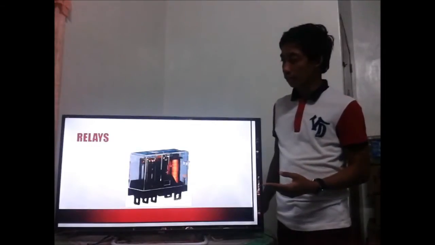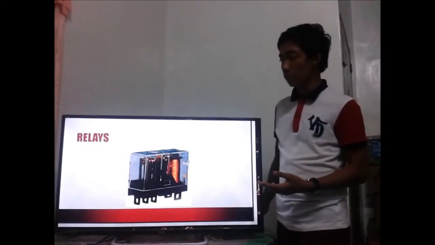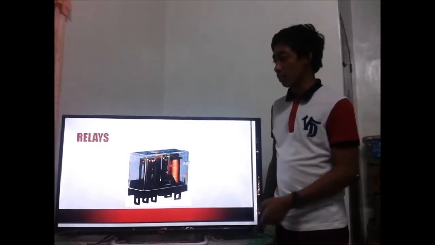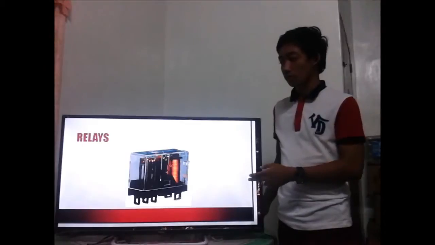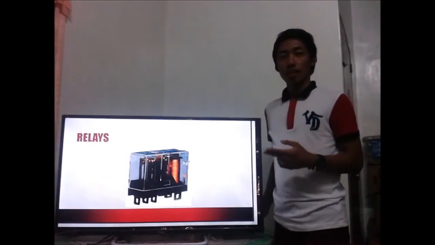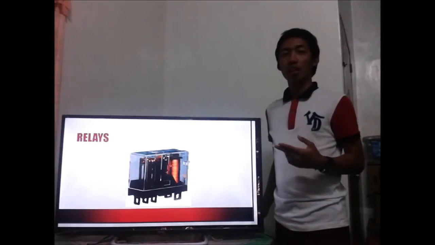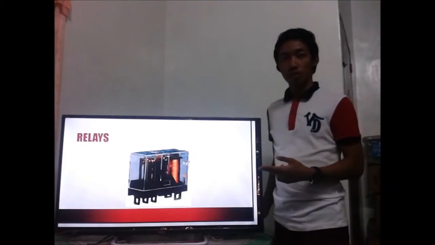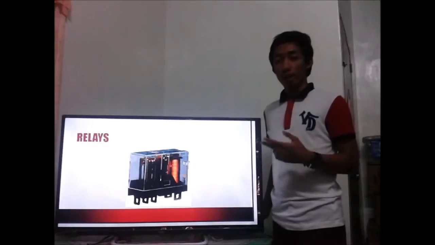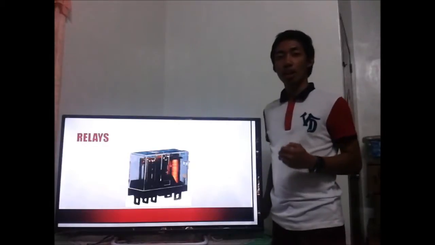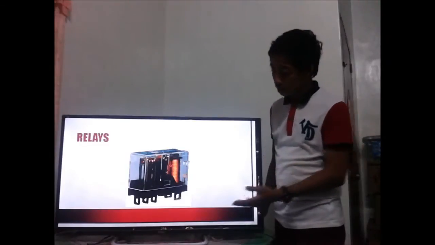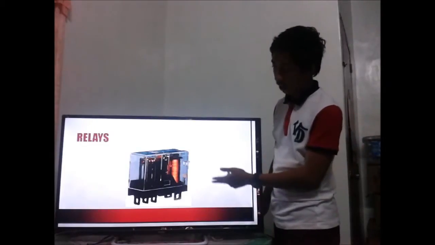The next one are the examples of logic devices. One of the examples of logic devices is the relays. Relay is an electrically operated switch. The current flowing through the coil of the relay creates the magnetic field which tracks the lever and changes the switch contact. This is the example of relay.